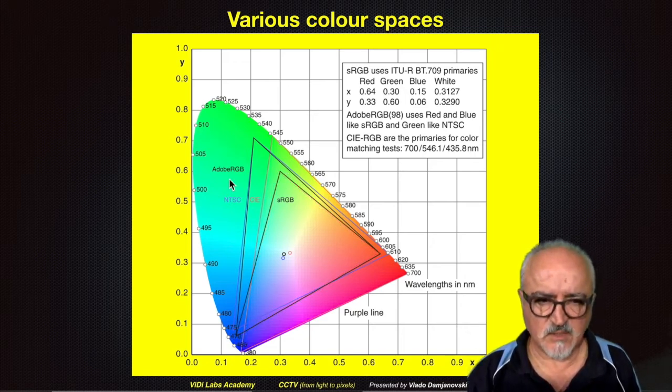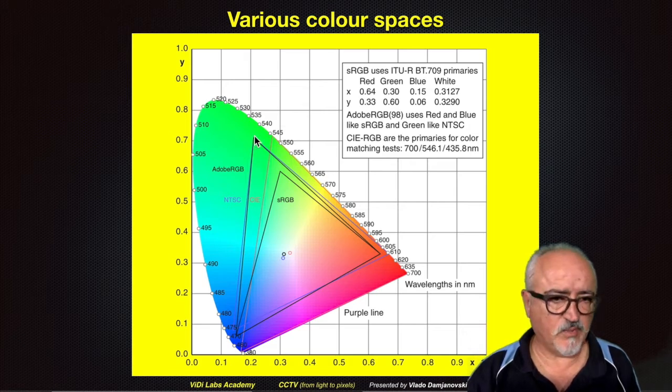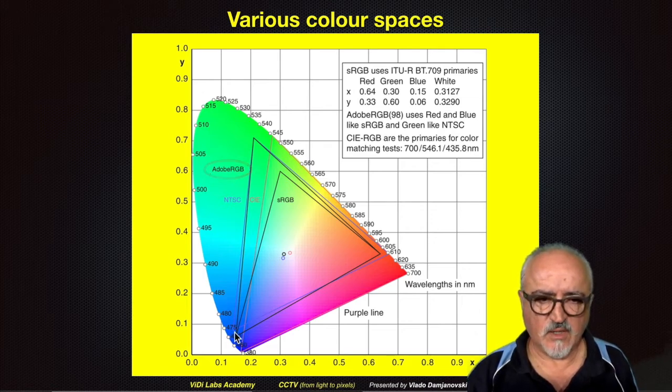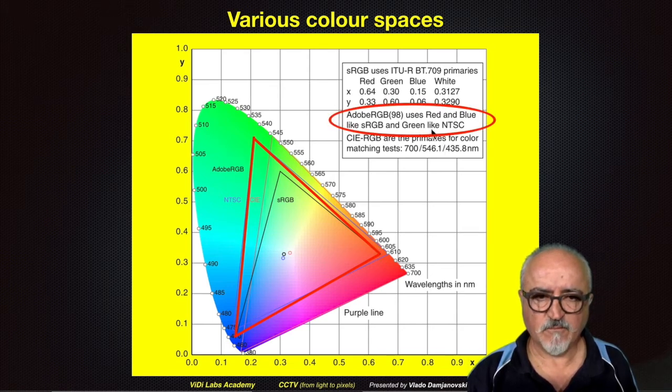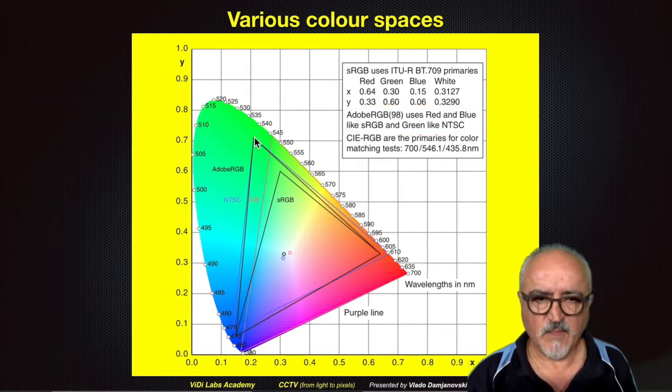A similar idea is for, let's say, Adobe RGB space, where the actual colors of red and blue are the same as the sRGB space, but only the green color is used in the region which is defined by the NTSC in the past, which is roughly about 0.2 over something of x and nearly 0.7 of y.